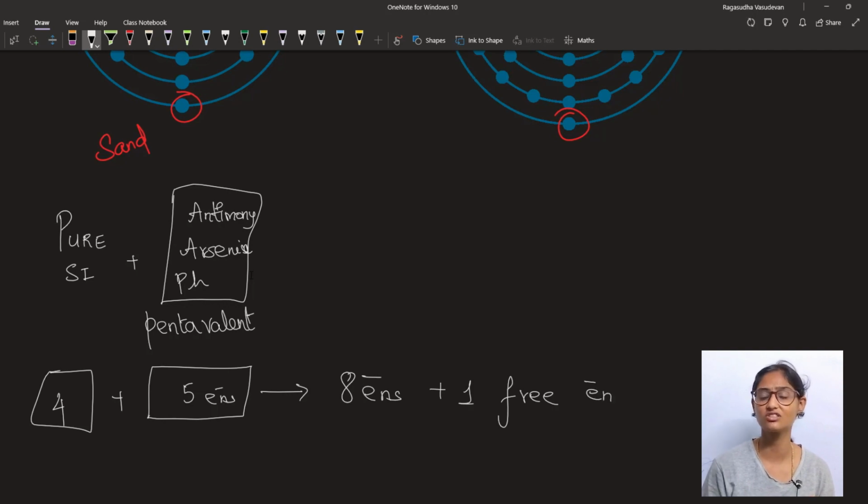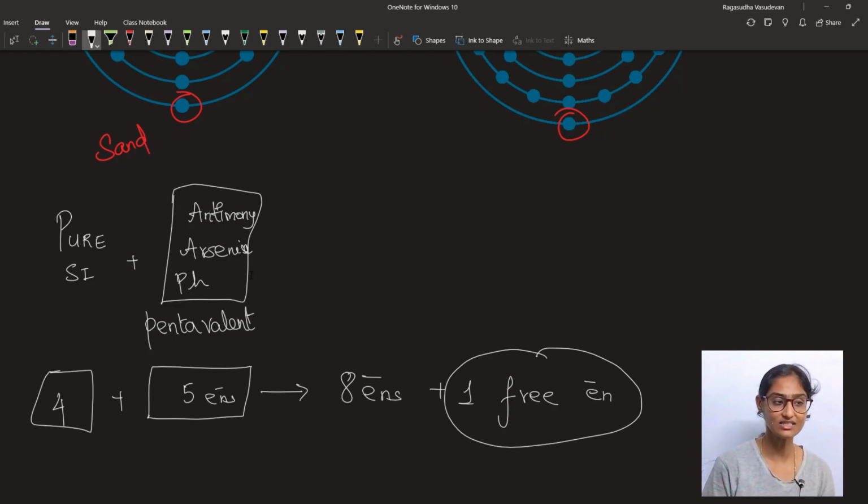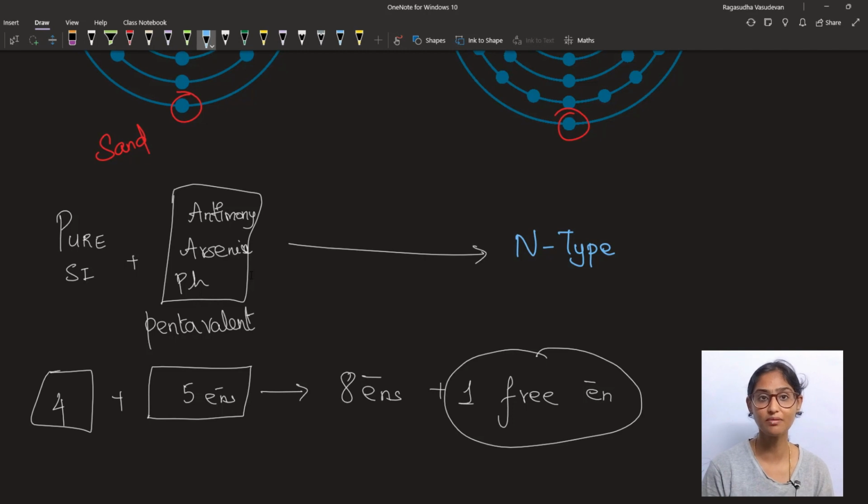This electron is not attracted by the pull of the nucleus, hence it will be able to move freely around the electronic space. So this will be used for conducting current, and these materials are called N-type materials. Why is it called N-type? Because the electron, which has a negative charge, is free to move around.